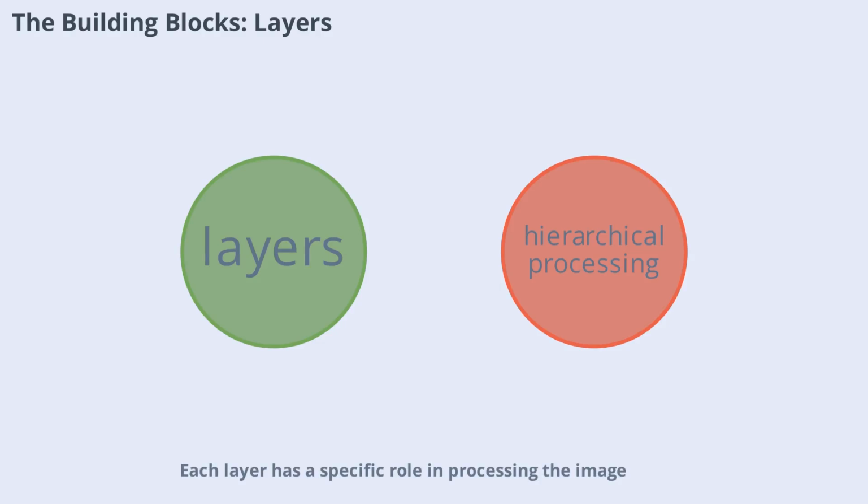The core of every CNN is its layers. Each layer has a specific role in processing the image. The first layers typically detect simple features like edges or colors. As we move deeper into the network, the layers start recognizing more complex patterns, such as shapes or even entire objects. This hierarchical approach allows CNNs to build a detailed understanding of the image, step by step.